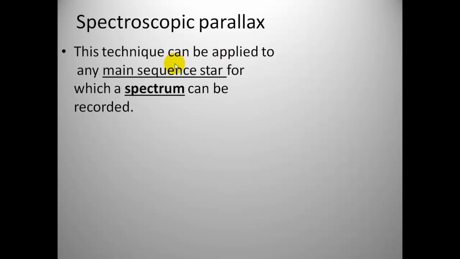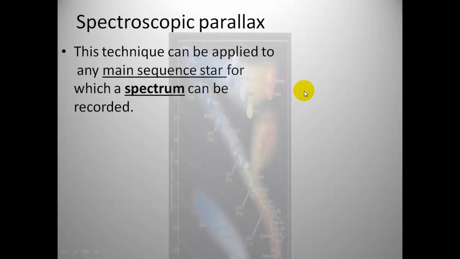So this technique can be applied to any main sequence star. Remember, on the HR diagram, the main sequence is the diagonal which goes from the top left to the bottom right. These are where most stars fit. And you have to be able to analyze the spectrum of the star. So two things: you need to look at the spectrum, and it needs to be on the main sequence.